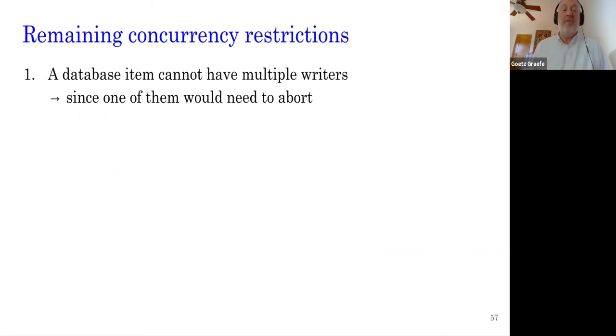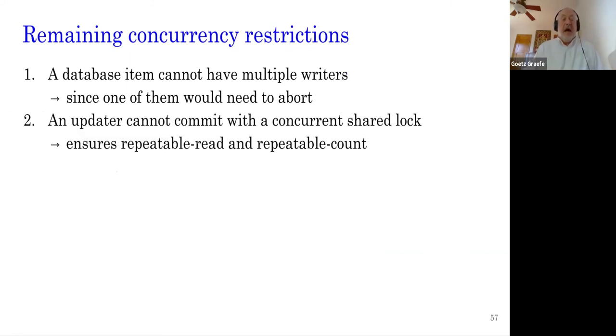So, delaying or killing one of them early is better than killing one of them at the end, which is what optimistic would do. An updater cannot commit while there is still a reader relying on repeatable read. That's a good thing because it actually preserves repeatable read, repeatable count, which is what we want to preserve if we want to preserve the equivalence to serial execution.